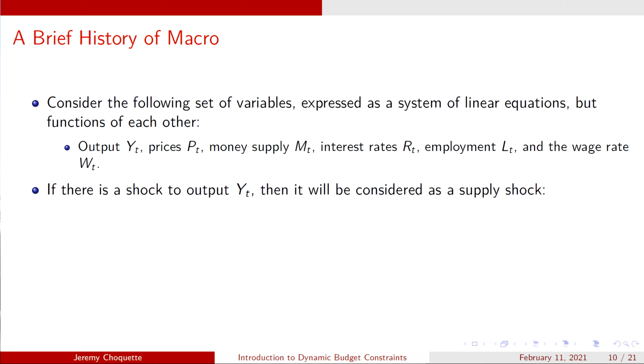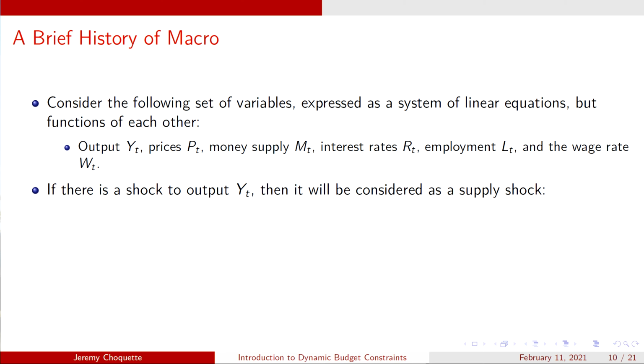Well, if we think about it in supply and demand space, or price-output space, and there's a change to Y, it's a change to output. We can think of that as a supply shock. So what happens when there's a supply shock? Just like in the demand-supply framework, the supply curve shifts out.